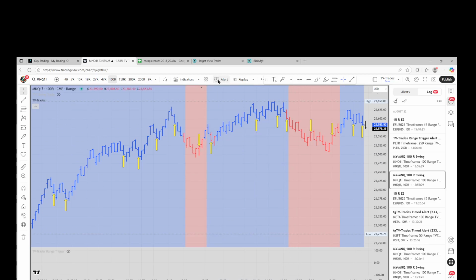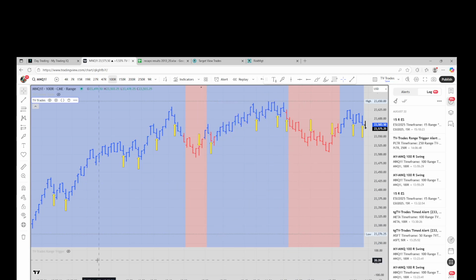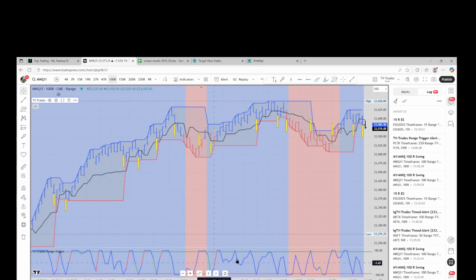So again, to put that alert on for the yellow arrows, first to turn the yellow arrows on, you go to TV Trades, go to settings, it's the style right here. This one, right there. And what that shows is when this is going into the overbought with a red background or going into the oversold with a blue background. And the reason that's important is because it itself can be a trade, or the bar after it could be the trade.